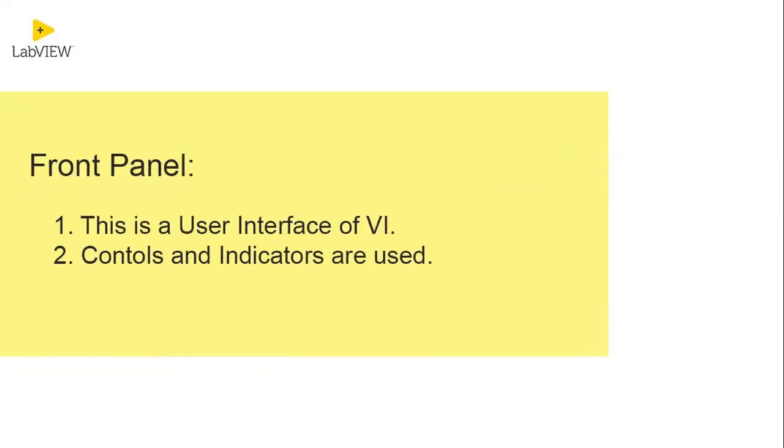Front panel. This is the user interface of VI. Here controls and indicators are used. Control is the input of the program, whereas indicators are output of the program.